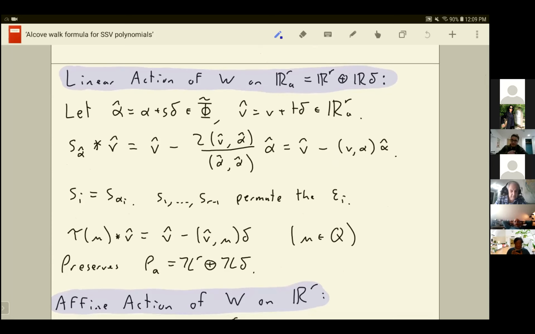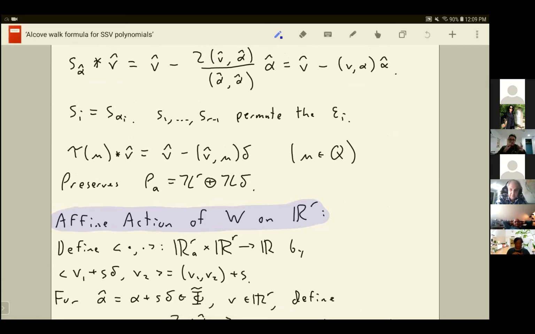And of course, we have the corresponding affine action. So for that, we can view the extended space as functions on the Euclidean space using this form. So delta always acts by 1, and then the rest is the usual inner product. So I'm going quickly through this because I know you're all familiar with this stuff, but if there are any questions, please stop me.